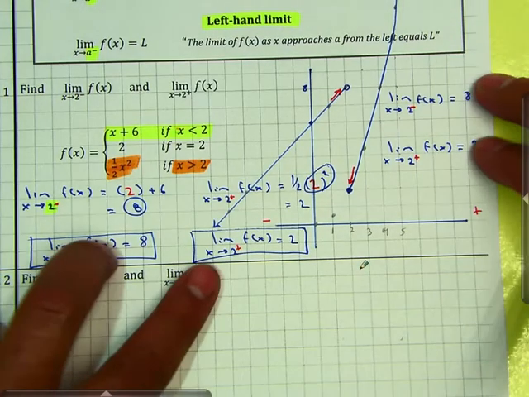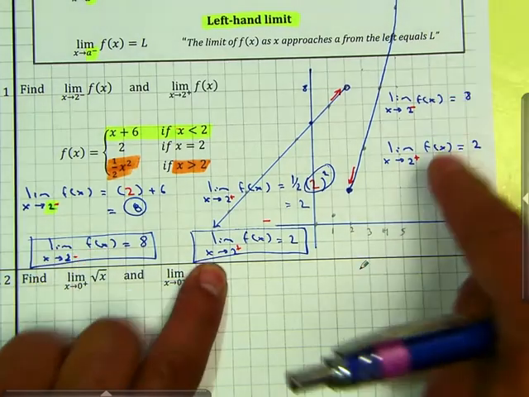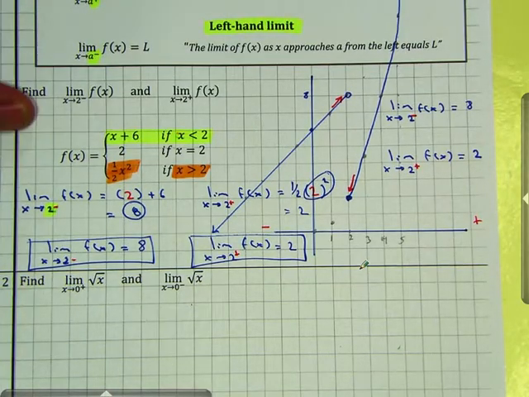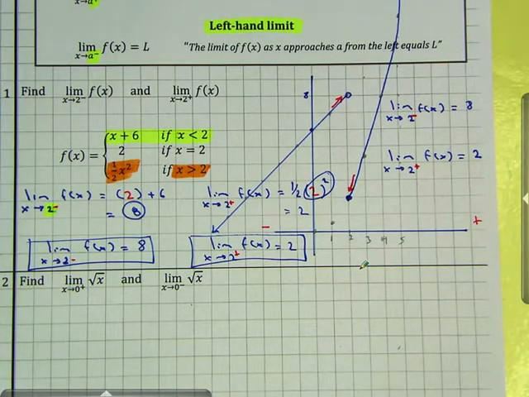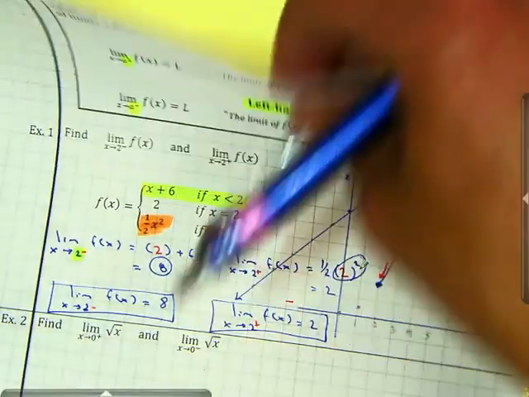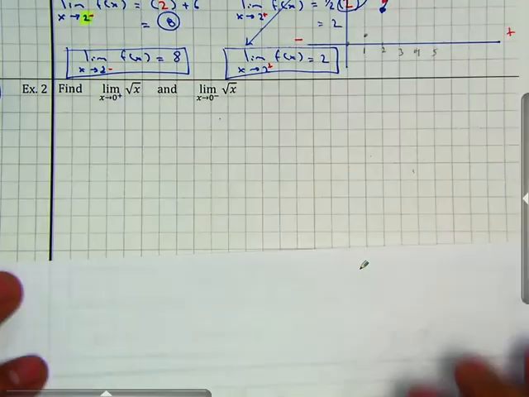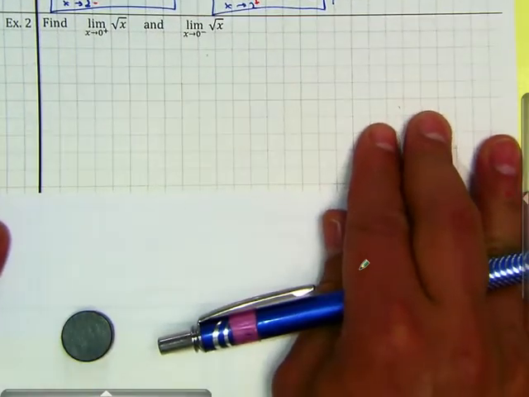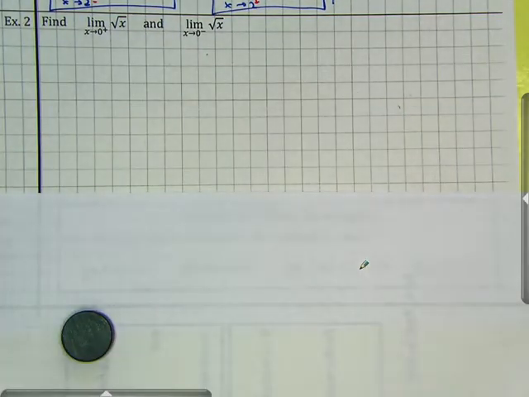And notice that we end up with the same answer, whether you do it graphically or algebraically. Example number 2. Go and copy it down and graph it on Desmos, and then we'll start. Go ahead and pause it, and we'll start as soon as you are ready.